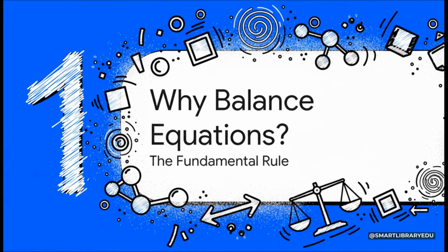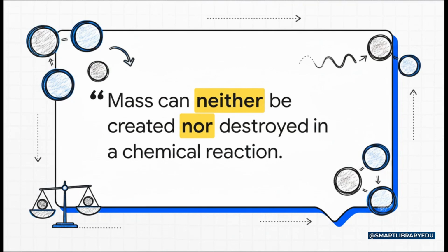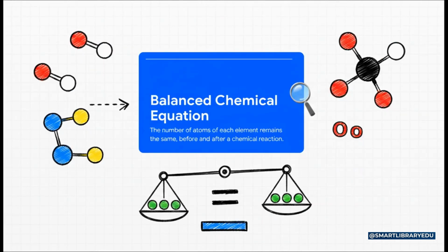Is it just some random rule? Nope, it's actually tied to one of the most basic, fundamental laws of the entire universe. This is it. This is the big one, the law of conservation of mass. This simple idea is literally the only reason we have to balance equations. It means that whatever you start with in a reaction, every single atom has to be there at the end. Nothing just vanishes into thin air, and nothing new just magically appears. A balanced equation is basically our way of proving we're following that law.